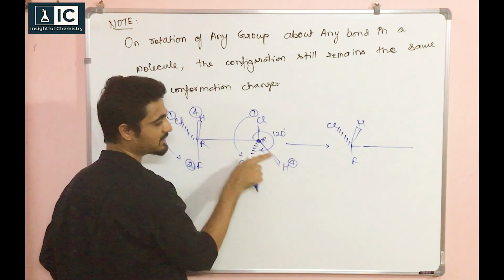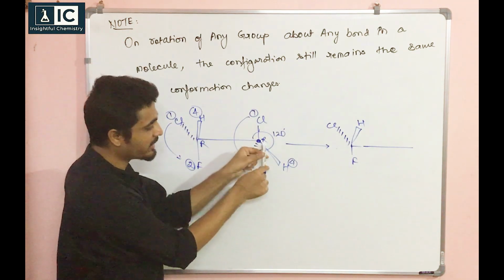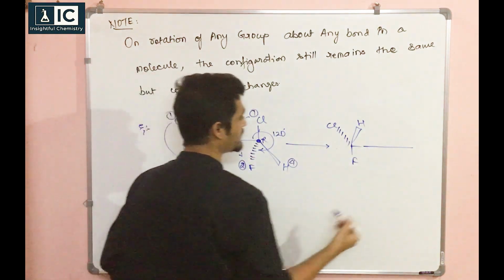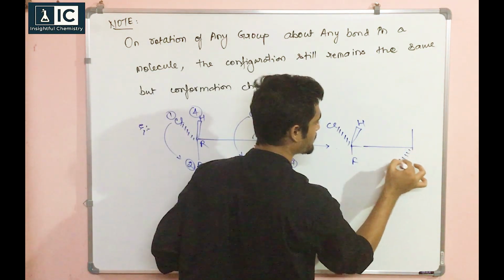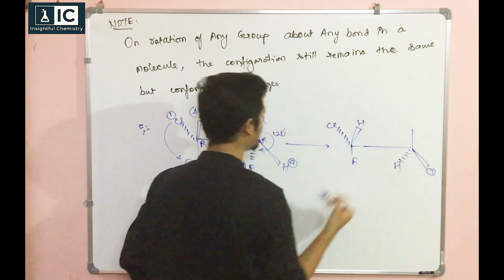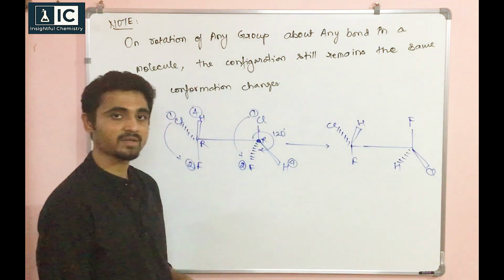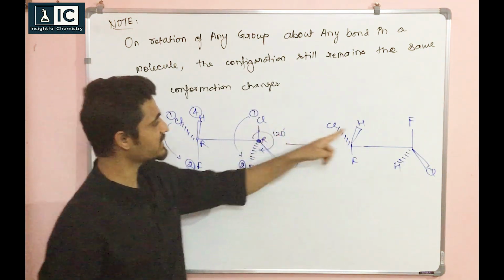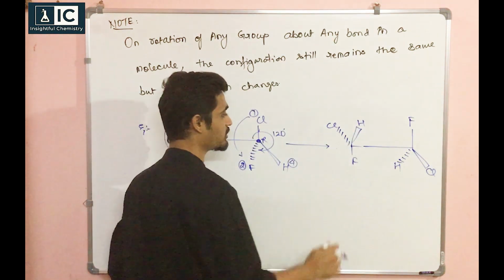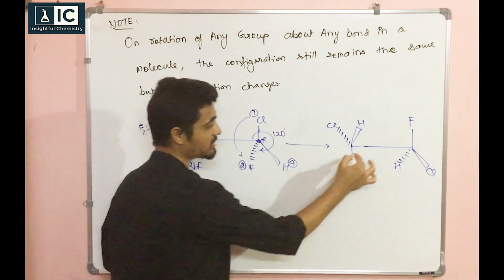What will happen? The one which is in front of the board, by rotating 120, will go behind the board. So it will look like this. H will go back side, chlorine will come here because this is going to rotate, and F will be coming here. Now you see the orientation has definitely changed. Chlorine was on top, here F, but the configuration is still going to remain the same. So check this one, FClH, it will be R.